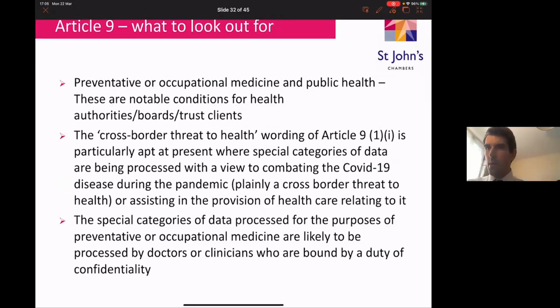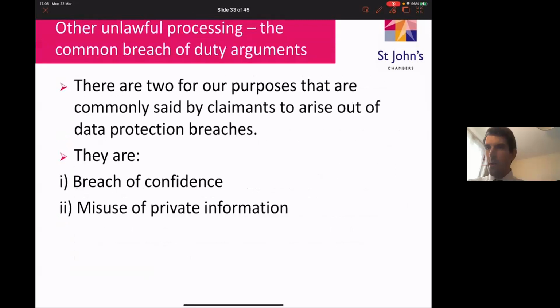We've already touched on the preventative and occupational health aspects of it and the cross-border health element. As I say, I think that there is plainly a cross-border threat to health posed by the pandemic. So that's the way that you could argue as a controller that you are able to process the special categories of a data subject's data pertaining to health throughout this pandemic. So that is, in outline, what I think you need to know in the common arguments in respect of the data protection framework.